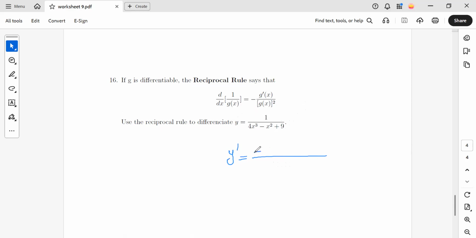So it will be negative the derivative of the function that you have in the denominator, which is 12x squared minus 2x, all over the denominator itself, to the power 2. You can use the quotient rule, simplify, and you will get this one as the answer. But this way is kind of faster and I think easier.